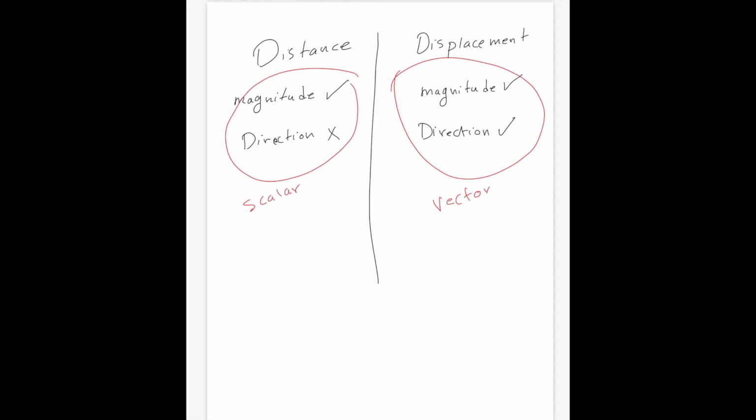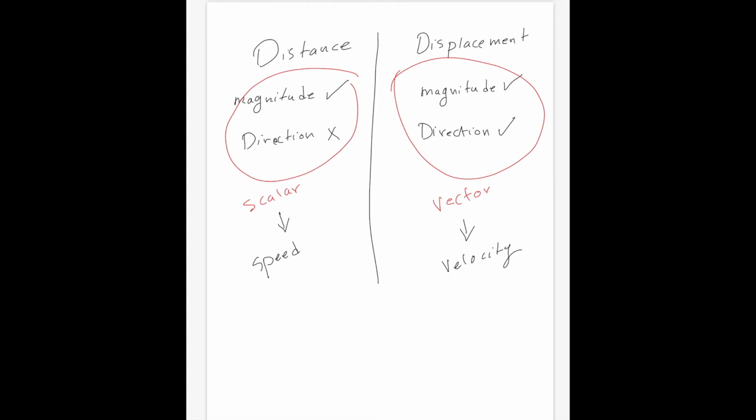Another example of a vector and a scalar is velocity and speed. Velocity is a vector, speed is a scalar. So when we ask about your speed, we only want to know how fast you moved. But when we ask about your velocity, we want to know how fast you moved and in which direction.